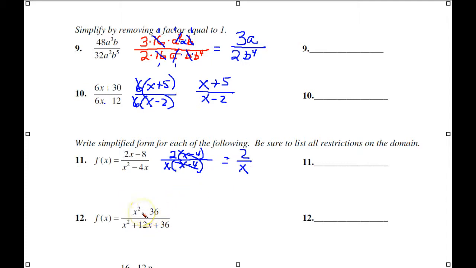And here's where your factoring skills come in. These are the difference of perfect squares, which will factor into their conjugates. This is a perfect square trinomial, which will factor into x plus 6, the quantity squared, but I'm going to write it out this way so I can cancel out my common factors, and there is your answer.